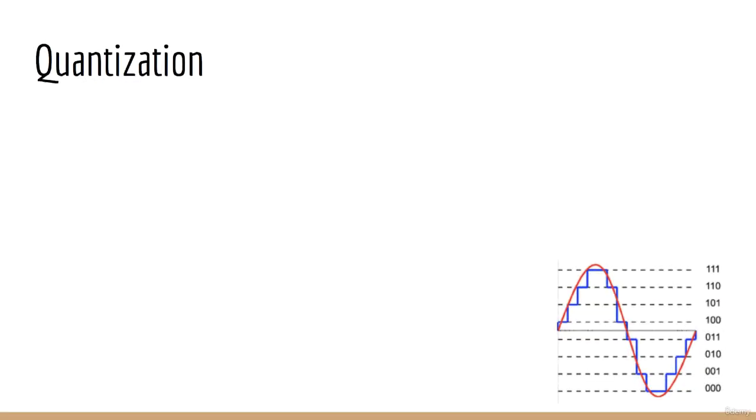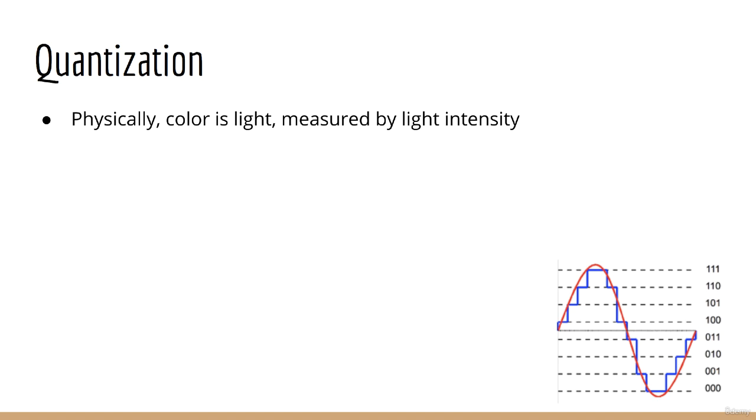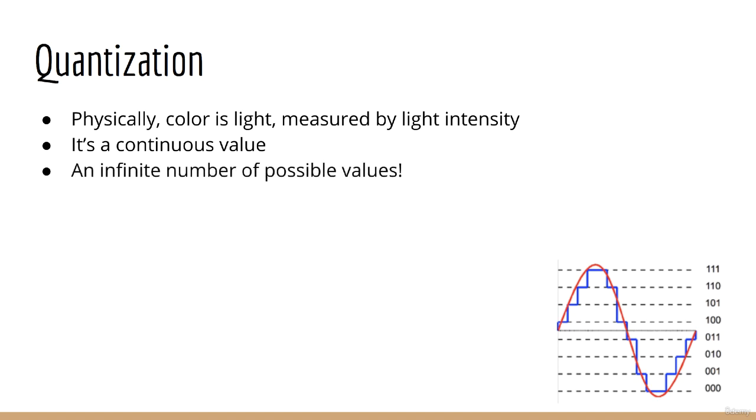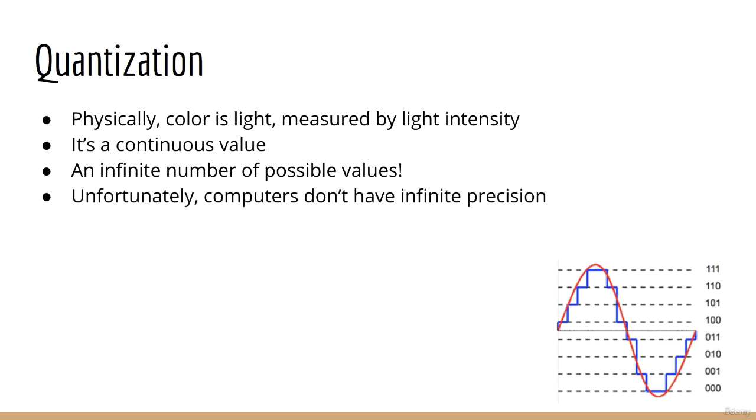The next important thing we have to discuss about how images are stored in computers has to do with quantization. Physically, we know that color is light, and we measure it with light intensity. It's a physical value in the real world, and therefore it's pretty much continuous. If it's continuous, that means it has an infinite number of possible values. At the same time, we know that computers don't have infinite precision, and even if they did, we might not want to make use of it because that would make our image files take up lots of space.